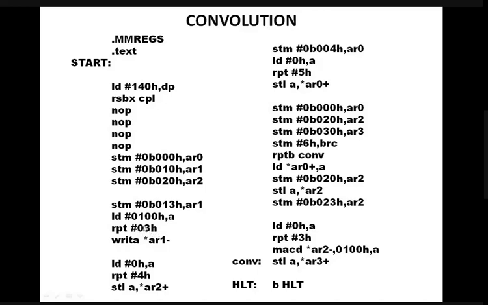Here, 3 means 4 times the next instruction will get repeated, because we have only 4 coefficients: H of 0, H of 1, H of 2, H of 3. So write A means write into the memory. There is program memory. So write the content of the accumulator to the memory location pointed by AR1, and then post decrement AR1. This is the one you need to understand.